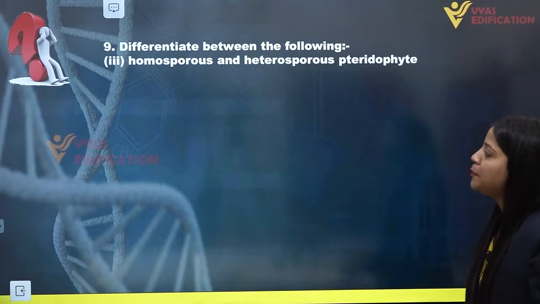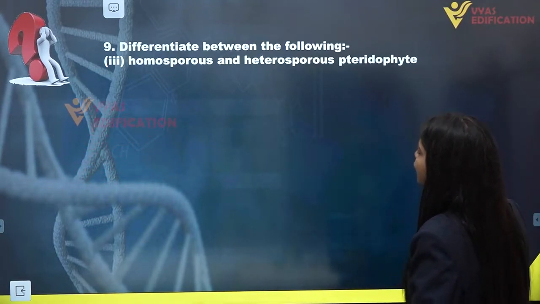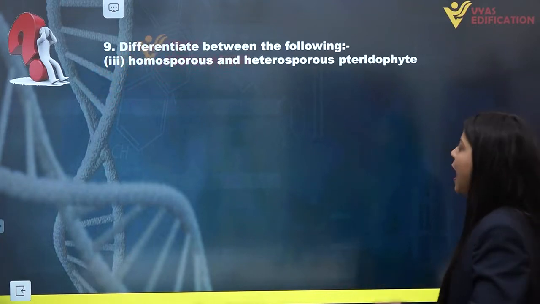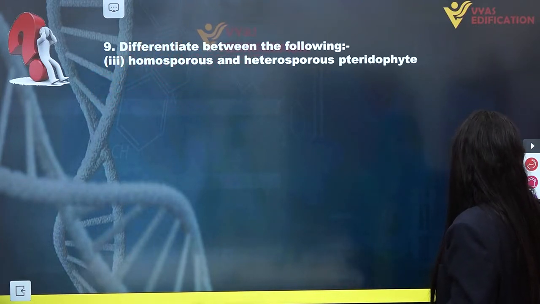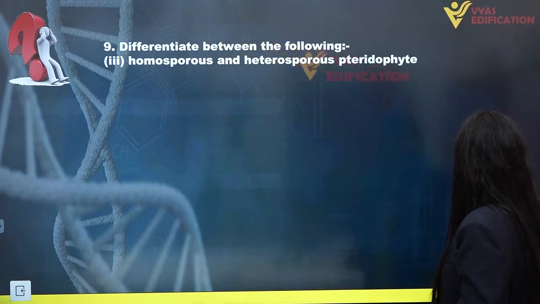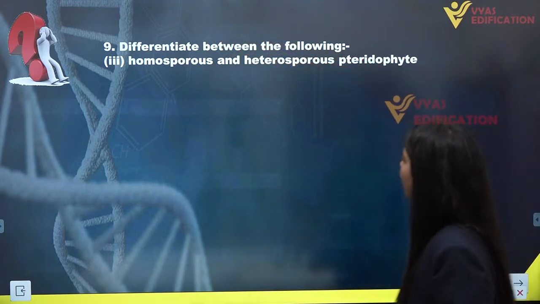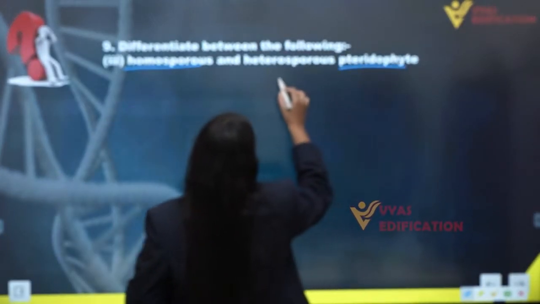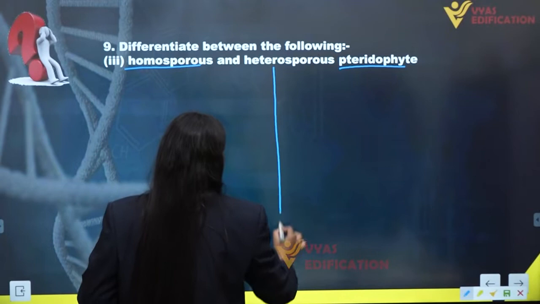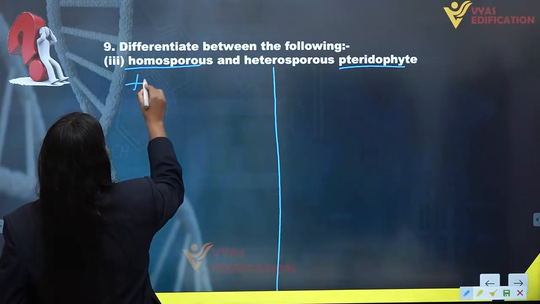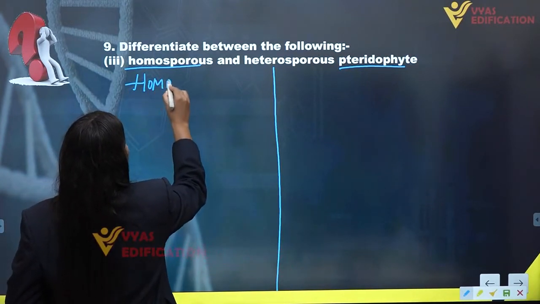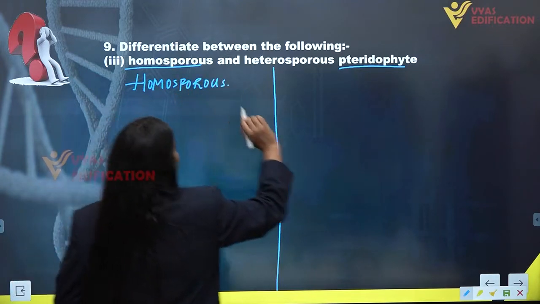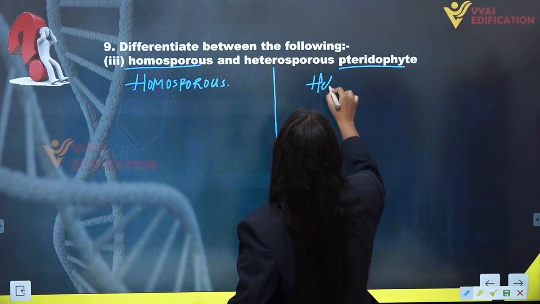Next is the third part of question number 9, that is, differentiate between the following, and we have to differentiate between homosporous and heterosporous pteridophytes. Now, what is the difference between heterosporous and homosporous pteridophyte? We know that two types of pteridophytes are found everywhere. First, if we talk about homosporous, this is homosporous, and this is heterosporous.